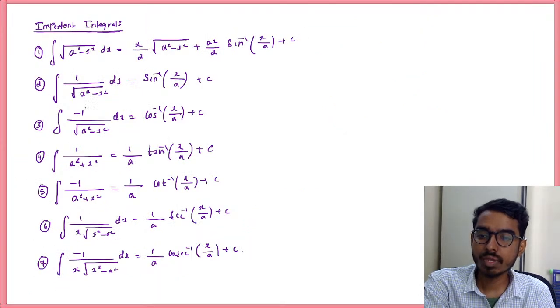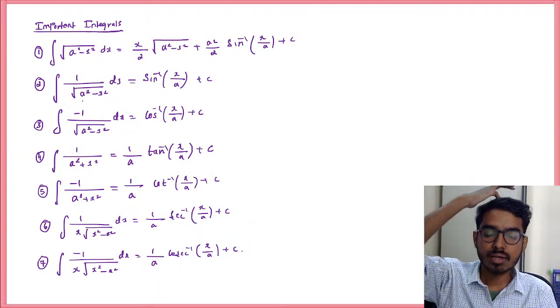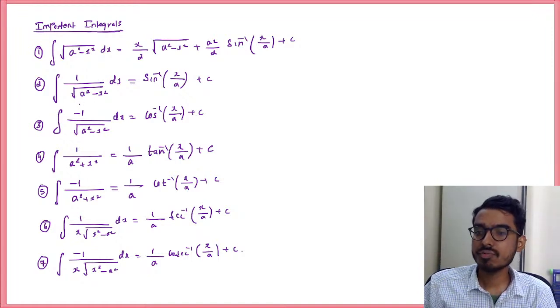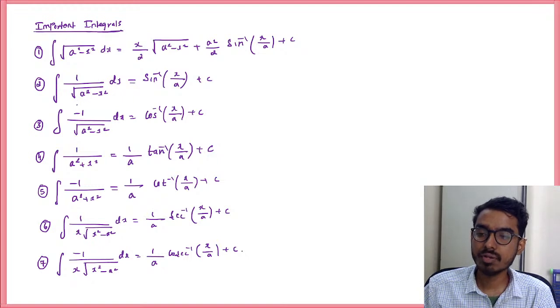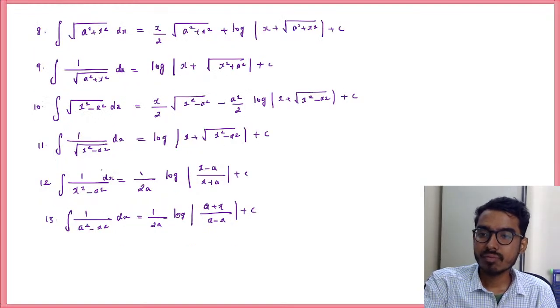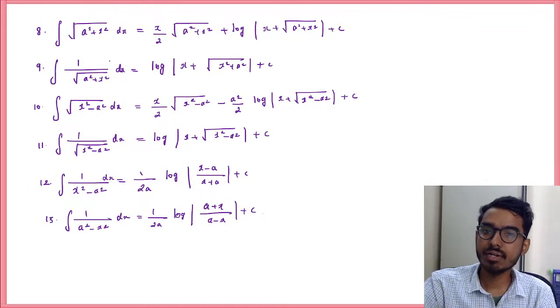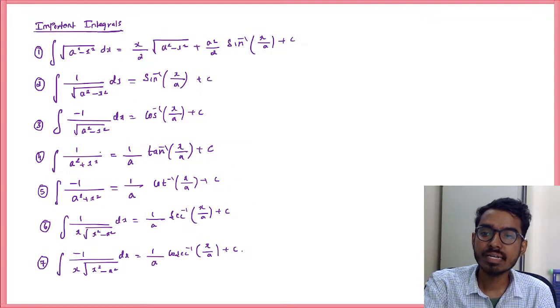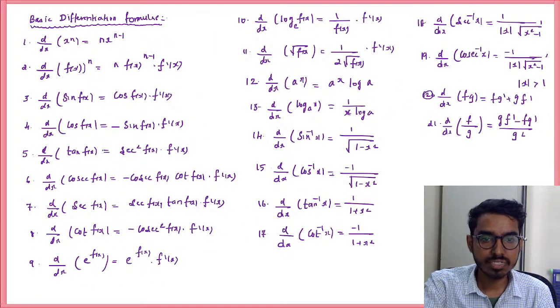By looking at the problem itself, you have to recall which formula you have to make use of. It is very simple, you just compare and study, it will be very easy. I have written them in an order such that it is easy for you to study. You can see this is root of a square plus x square, and the next one is its reciprocal. Root of x square minus a square, and the next one is its reciprocal. It is in a format that is easy for you to study, right?